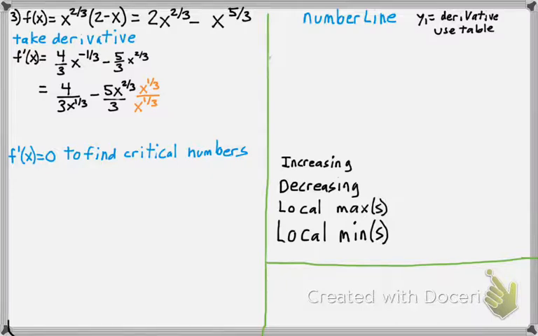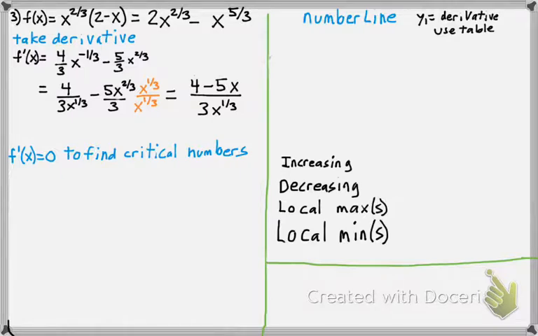So if I combine those, that's going to be 4 minus 5x, because x to the 1/3 times x to the 2/3 is just x. And this is over 3x to the 1/3. So that would be my derivative.